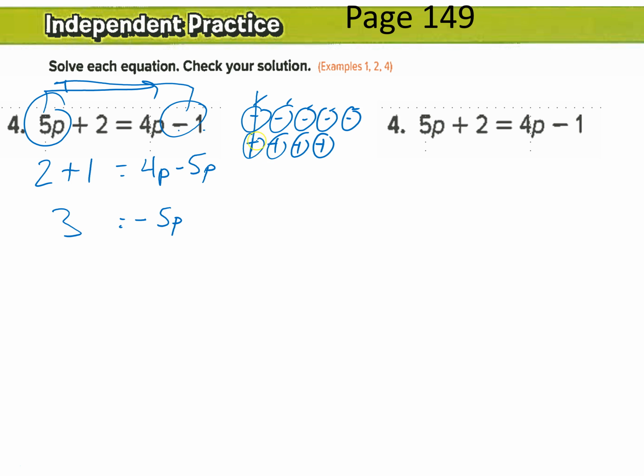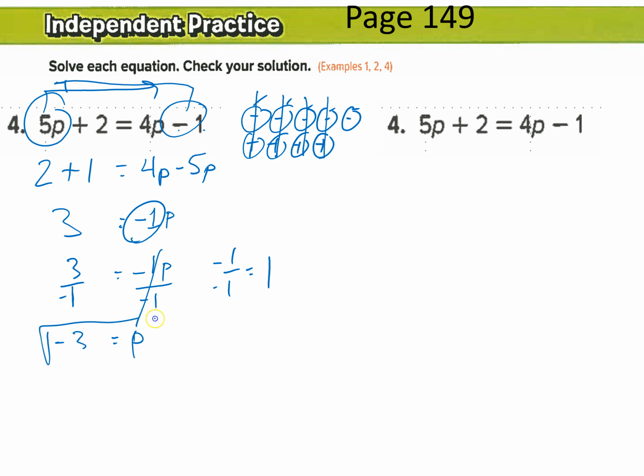Negative 1 plus 1 is 0. So 4p minus 5p gives me a negative 1p. Well, I don't want a negative right here, so now I have to divide both sides by negative 1 in order to get rid of that negative 1, because negative 1 divided by negative 1 is a positive 1. That goes away, so p is negative 3.